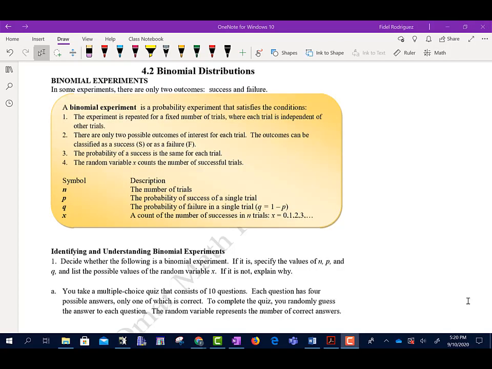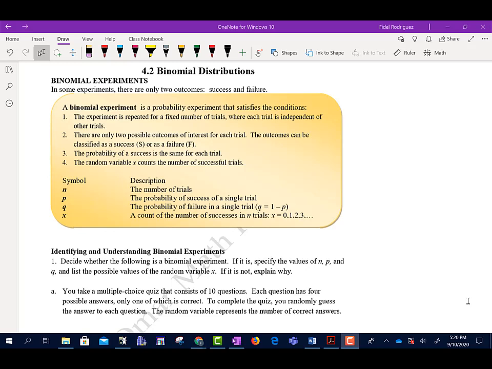Section 4.2 talks about binomial distributions. So we have something called binomial experiments, and it says in some experiments there are only two outcomes, success and failure. A binomial experiment is a probability experiment that satisfies the conditions.